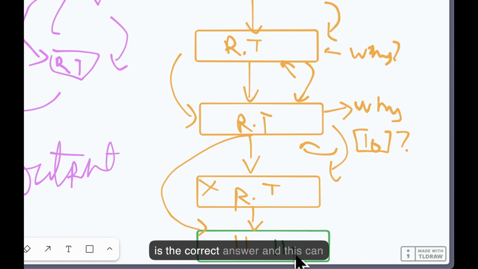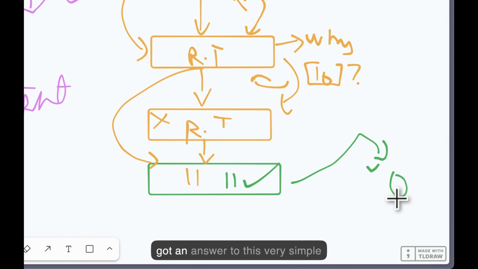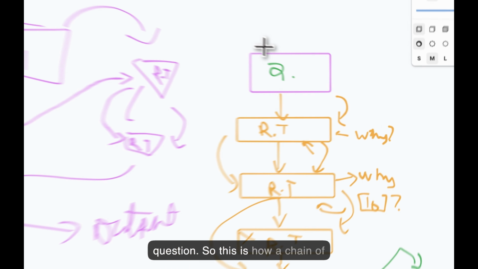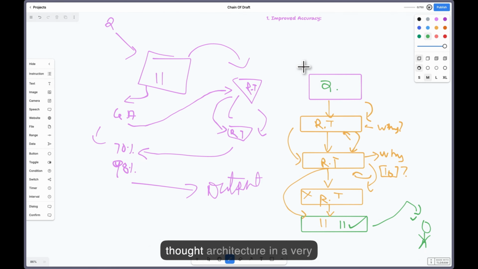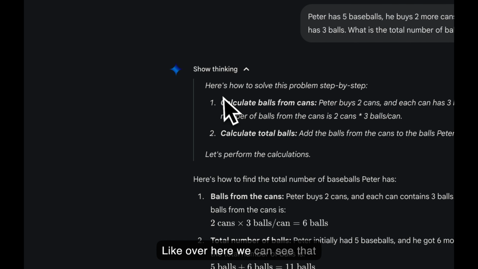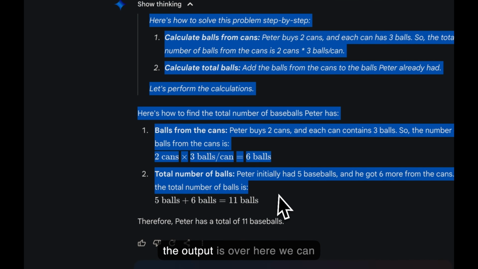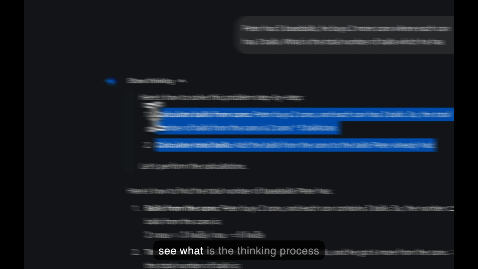This is the correct answer, and this can be sent to the user over here, who's all happy that he has gotten an answer to this very simple question. So this is how a chain of thought architecture in a very simple way would look. And this is what makes it more interpretable, because you can see how it arrived at this answer. Like over here, we can see how it's arriving at this answer. Although the output is over here, we can see what the thinking process of the model is.